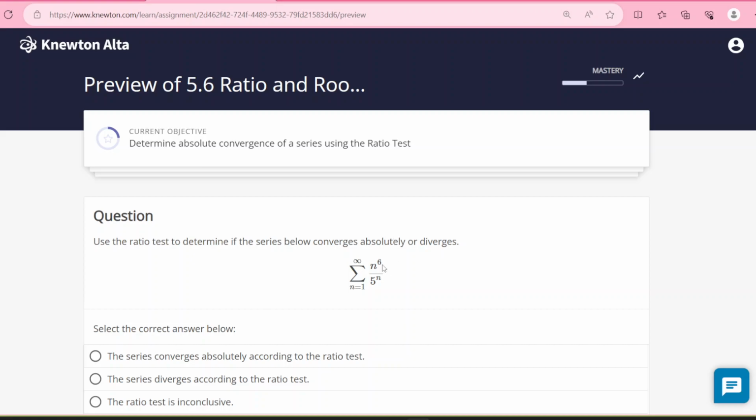Now this time, you've got a polynomial in the numerator of each term and an exponential in the denominator. Polynomials grow slowly compared to exponentials, so these terms are going to 0. So this might converge. But again, if the terms are going to 0, it also might diverge. We don't know. That's why we're doing the test.